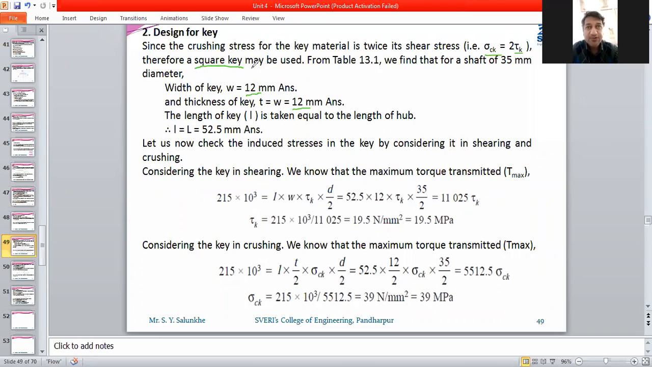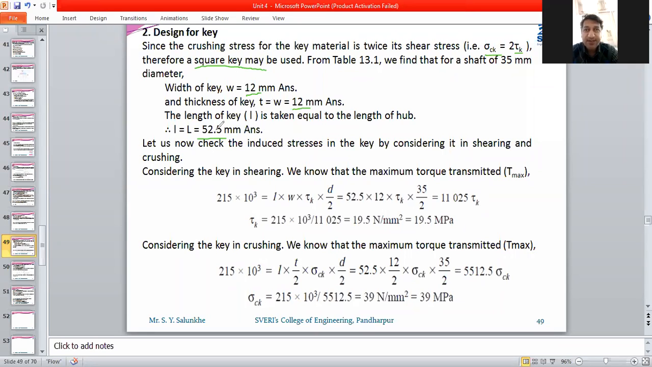While solving this problem, you have to mention which type of key we are going to use here. Normally, square type keys are preferable, because once you have calculated the dimension for the width, it is taken the same for the thickness. Now, the length of the key will be equal to the length of the hub of the flange, and that is equal to 52.5 millimeter.